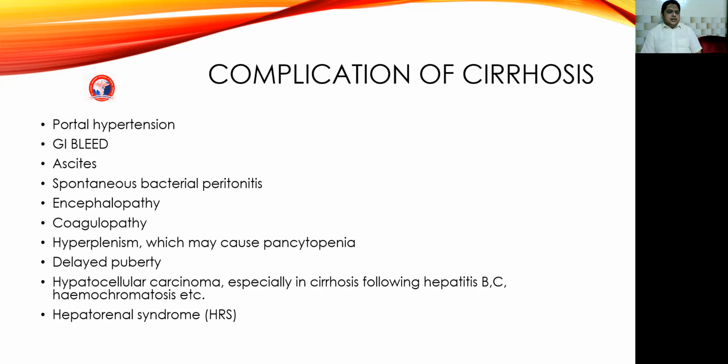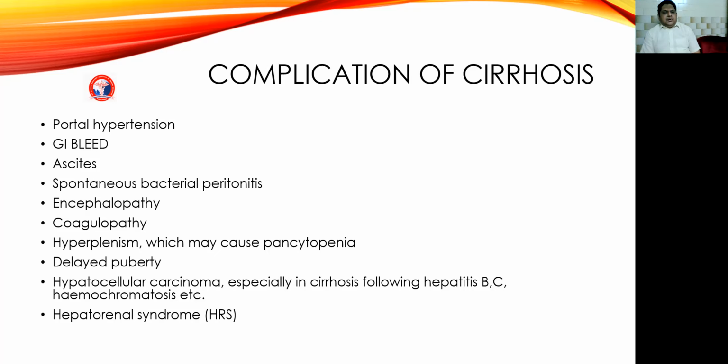Next one is delayed puberty. Because of liver failure, there is delayed puberty, and hepatocellular carcinoma may come after cirrhosis of liver, especially after hepatitis B infection and C infection. Next most common thing is hemochromatosis, and last one is hepatorenal syndrome. These are the complications of cirrhosis.